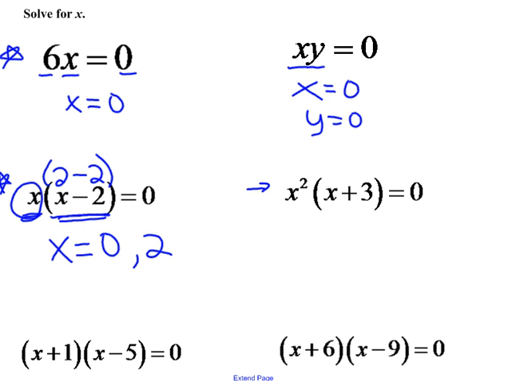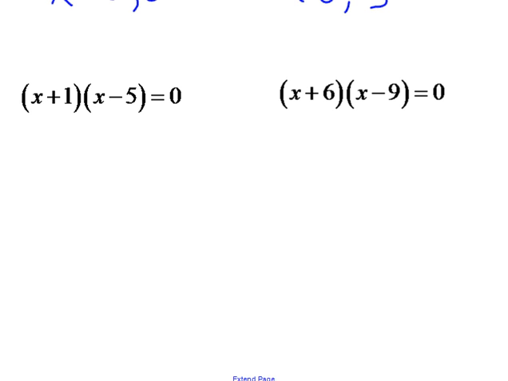When you look at this next one, we have x squared. Well, what squared gives you 0? Because one of these parts has to equal 0. The only number we can square and get 0 is 0, so x could be 0. And what value of x here makes this 0? Well, if x is -3, -3 plus 3 would be 0. So that makes the whole equation 0. So 0 and -3 work for that one.